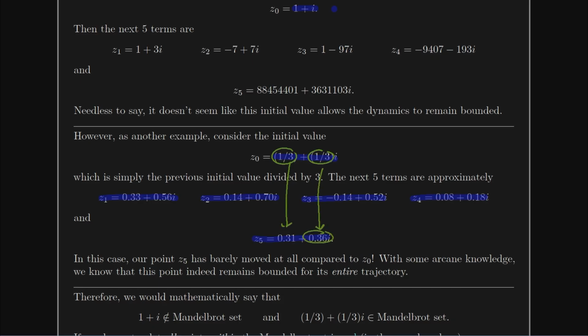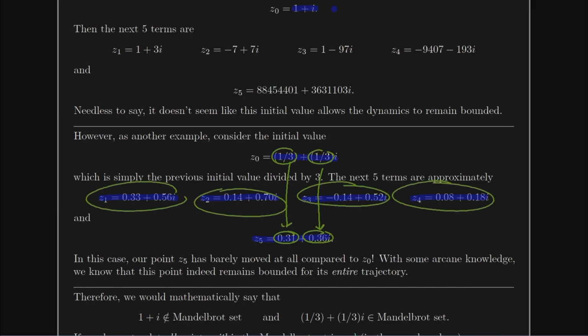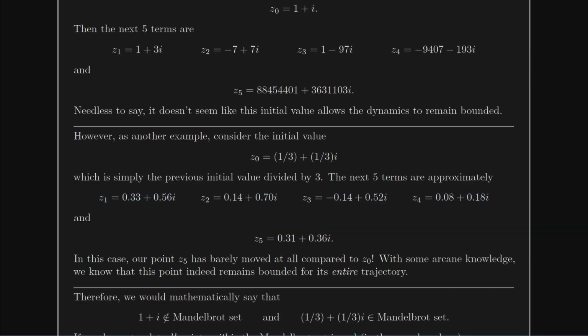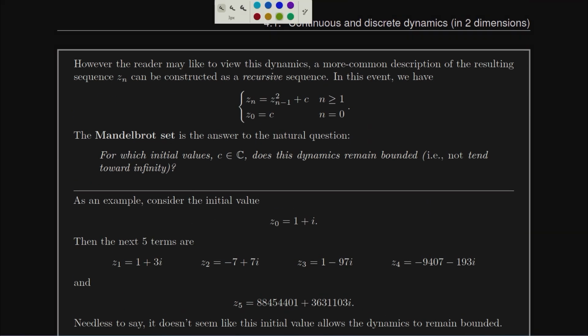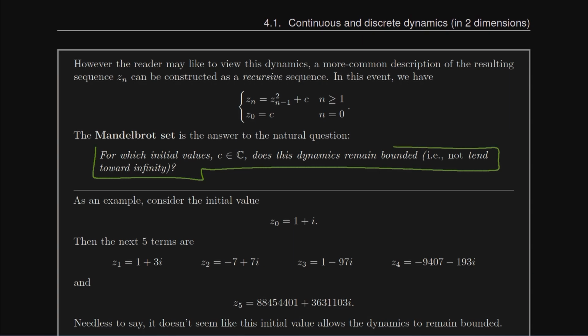That wasn't what I planned to do when I chose these points, but after 5 steps, we basically haven't moved at all, right? This is kind of hovering around. It's moving to a few different points in the complex plane, so it's hovering around a little bit, but it certainly doesn't seem like it's jumping out towards infinity. It's kind of just hovering around and doing its own thing. And so we're asking questions of which of these initial values are going to remain bounded.